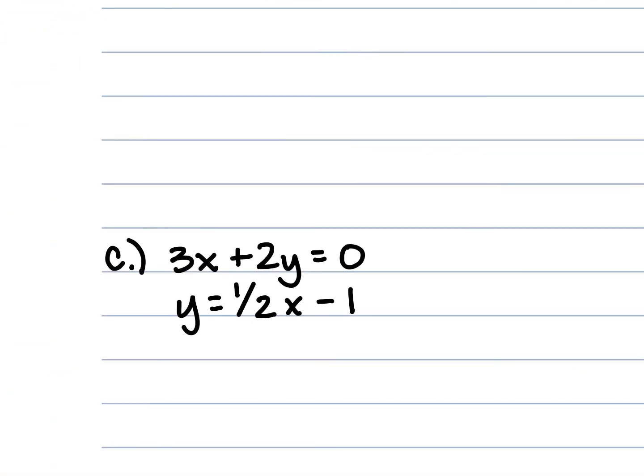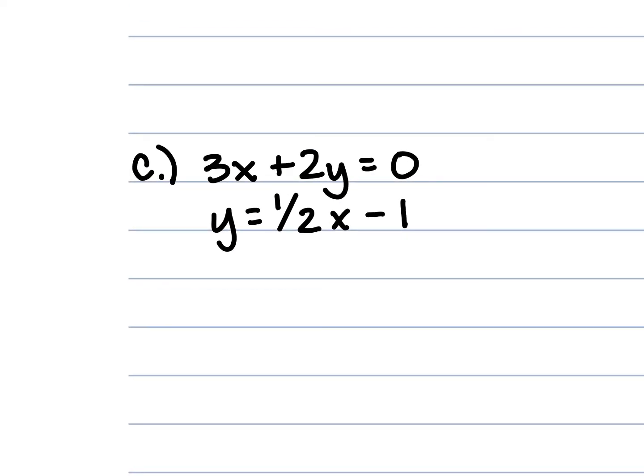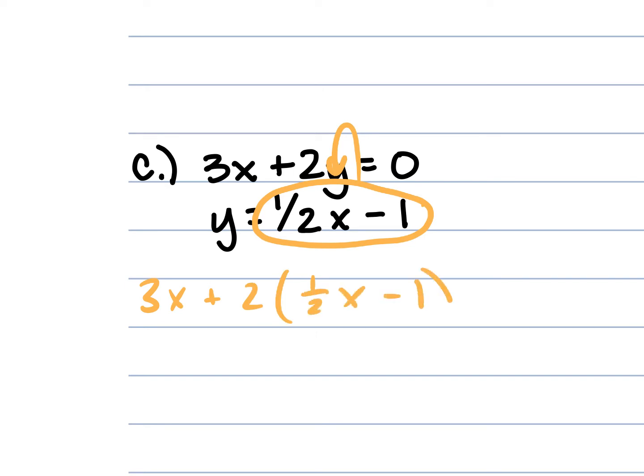All right, let's look at C. So step 1 is to get either an x equals or y equals. Do I have that here? Yep, my second equation is y equals 1/2 x minus 1. So I'm going to take that 1/2 x minus 1 and plug it into what? I'm plugging it into the y. So I'm replacing that y with 1/2 x minus 1. So I have 3x plus 2 times (1/2 x minus 1) is equal to 0.